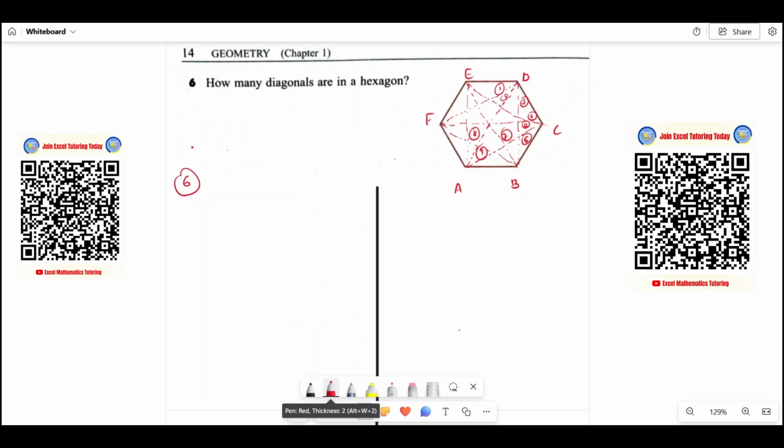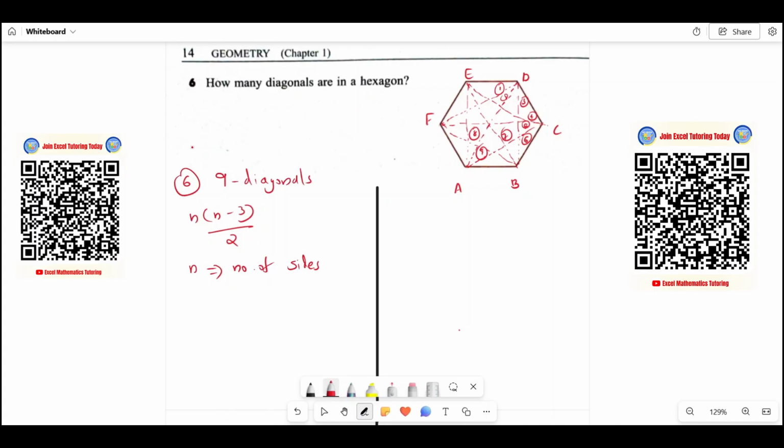So for a hexagon, 9 diagonals are possible. There is a simple way: you can draw and find out how many diagonals. The other simple way is n into n minus 3 divided by 2. Here n means the number of sides for the polygon. So what is the n here?